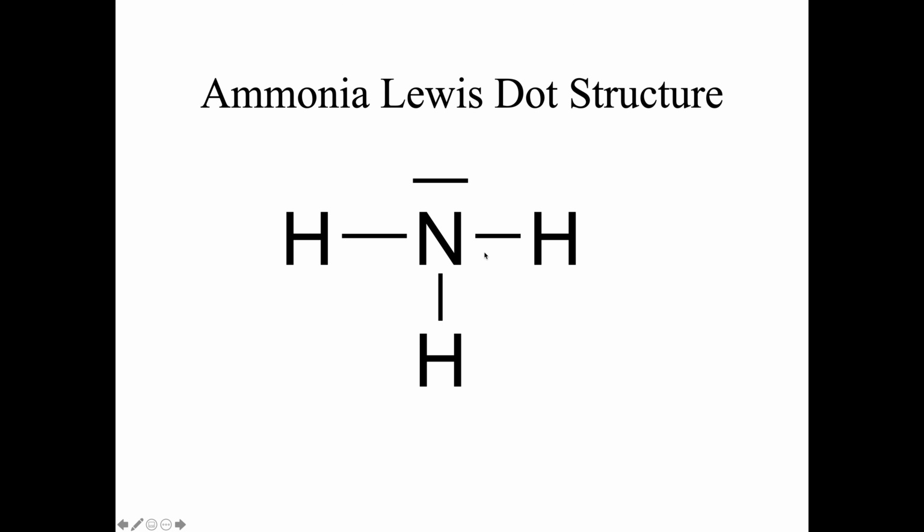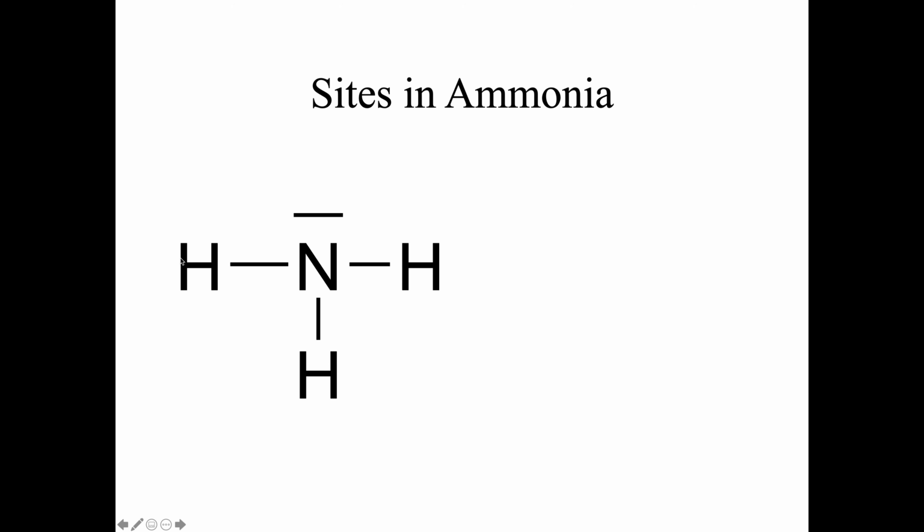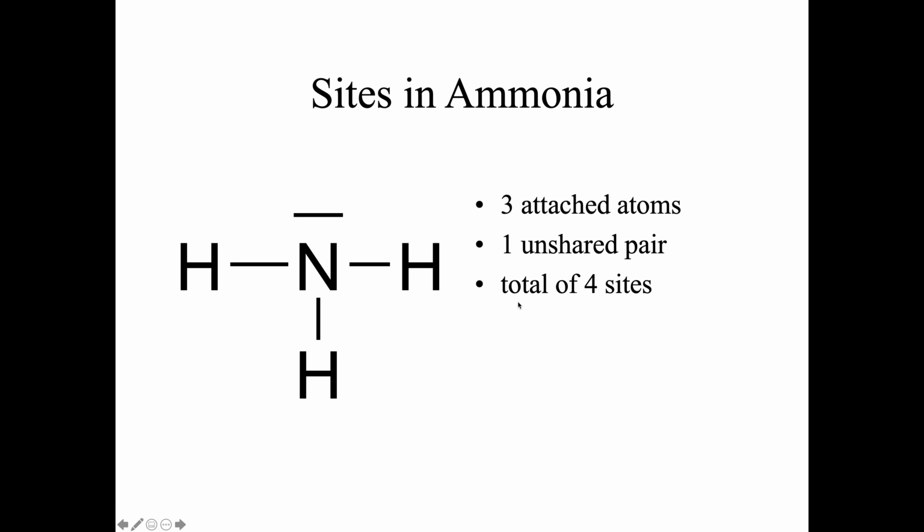All right, if we look at ammonia, you have to start with the Lewis dot structure. Look at the nitrogen there. The nitrogen has 1, 2, 3 attached atoms and 1 unshared pair. That means there's still a total of 4 sites. That means the clouds are going to be tetrahedral.